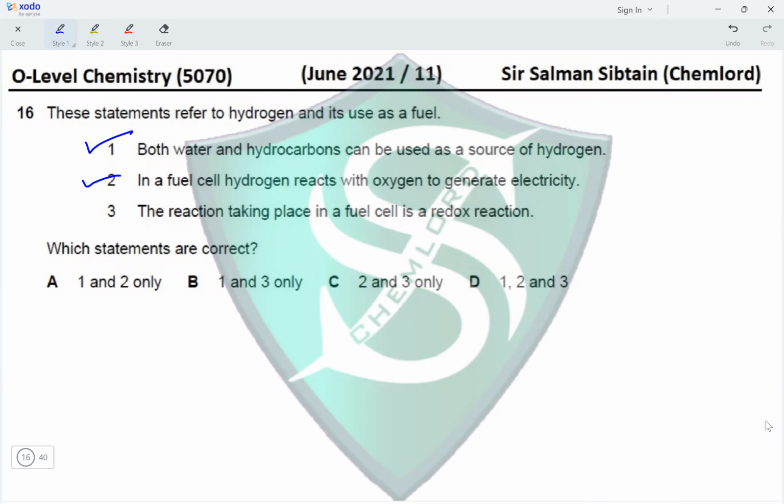3. The reaction that takes place in a fuel cell is a redox reaction. Yes, H positive ions are reduced to hydrogen gas and hydroxide ions are oxidized to oxygen. So it is a redox reaction that is taking place. So which statements are correct? Option D, containing all three statements, is the correct option for this question.